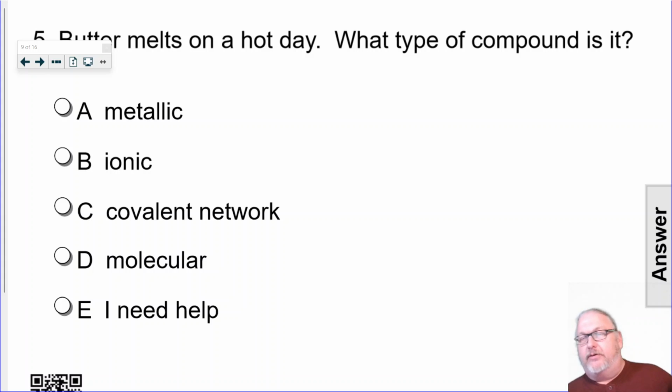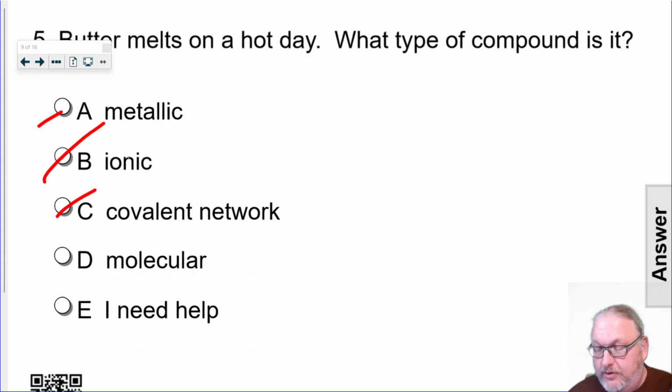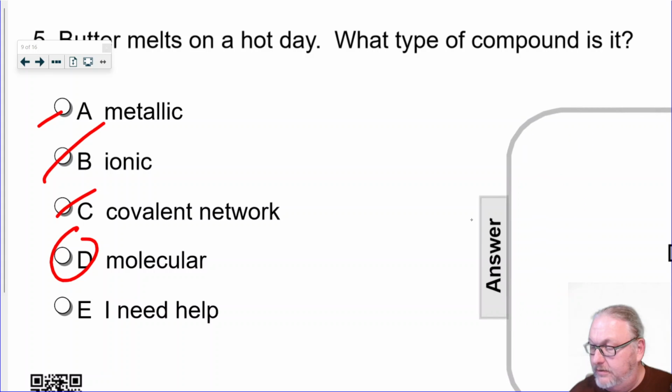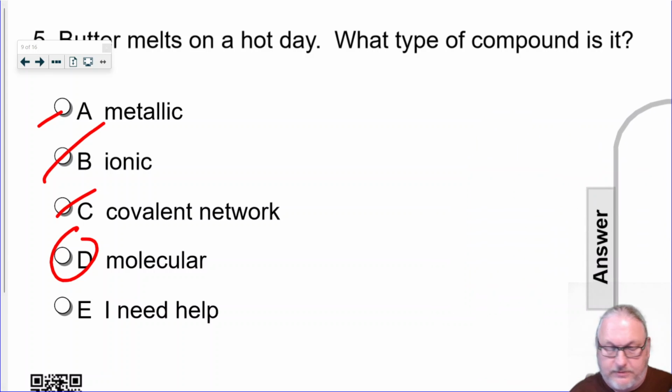So butter will melt on a hot day. That means its intermolecular forces are not very strong. What type of compound is it? Metallic? No, that's got a high melting point. Ionic? That's got a high melting point. Covalent network? No, very, very strong covalent bonds. Nope. Molecular? Yeah, that would be a D. And D it is. I knew that.